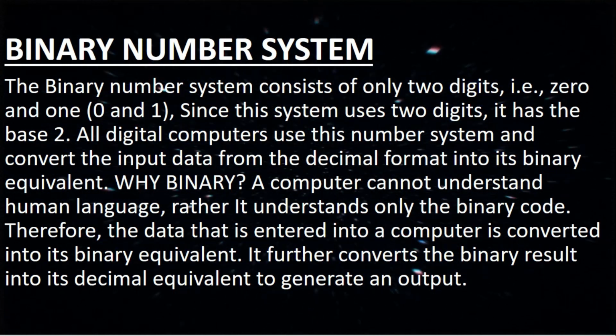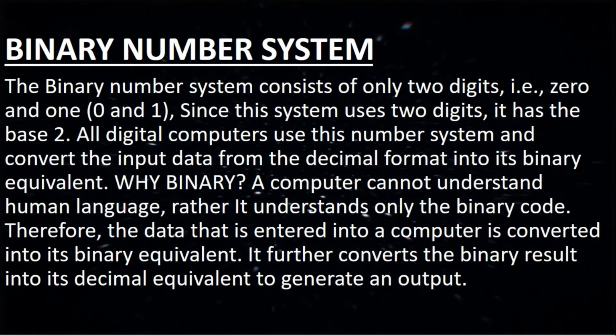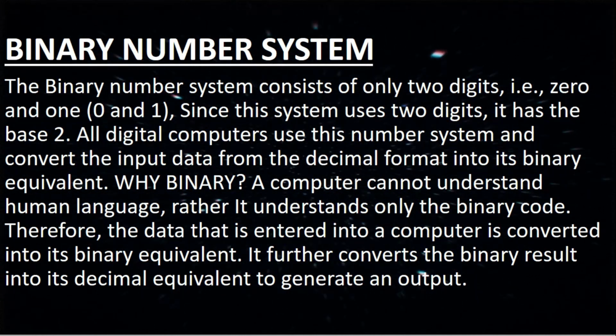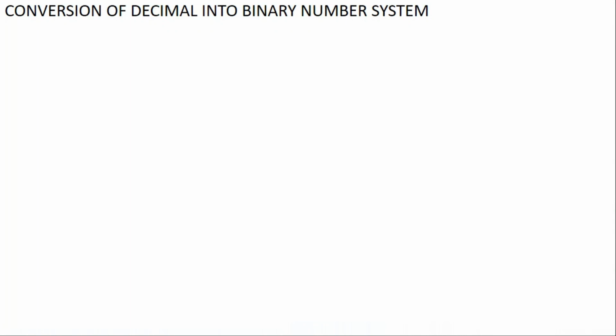Since we know decimal number system starts from 0 to 9, our decimal number system needs to get converted to binary number system. Okay, and when computer wants to give output, this binary number system gets converted into decimal number system. Now let us do some work, let us solve some problems of this conversion. So first one is conversion of decimal number system into binary number system.